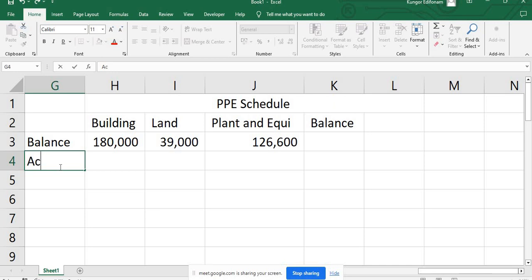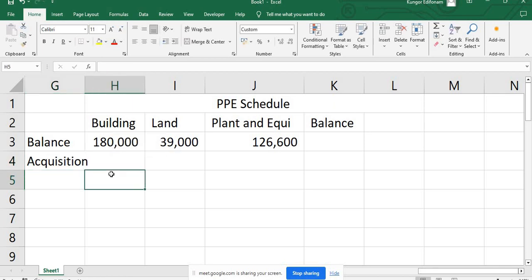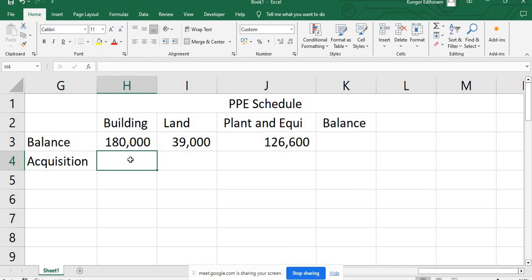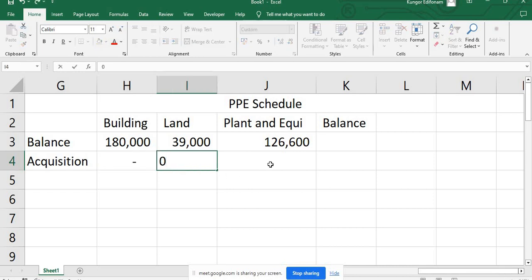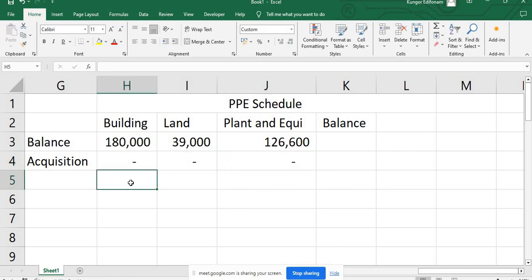So let's term it as acquisition. So there was no acquisition. All right. So we move straight forward. Since there is no acquisition, we just put 0 there. 0, 0. Alright, and then we move on. So it will just be the summation of all this. So the balance will still be the same.